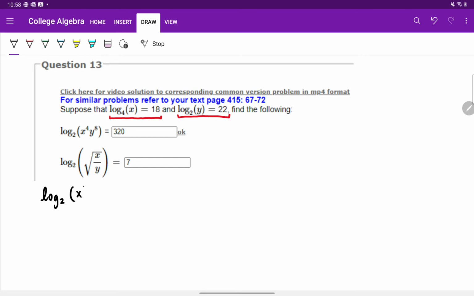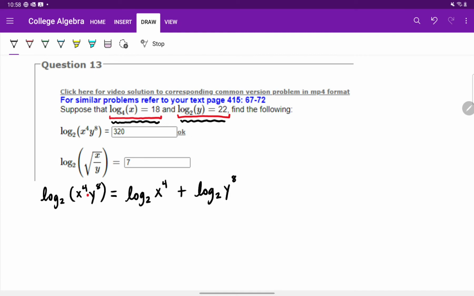Since we know something about log of x and we know something about log of y, let's split this up into two separate logarithms. Since these two are being multiplied within the log, I can split them up using my multiplication property. So that would become log base 2 of x to the fourth plus log base 2 of y to the 8th.